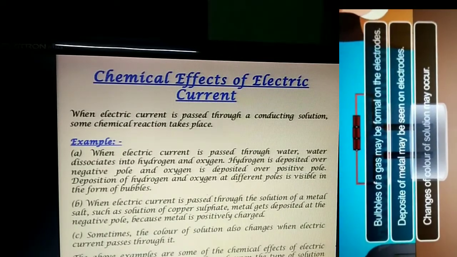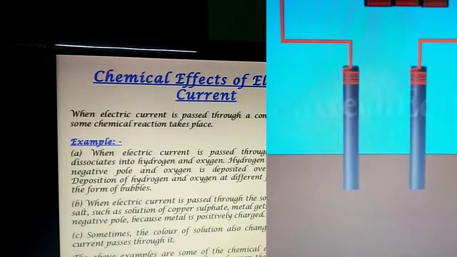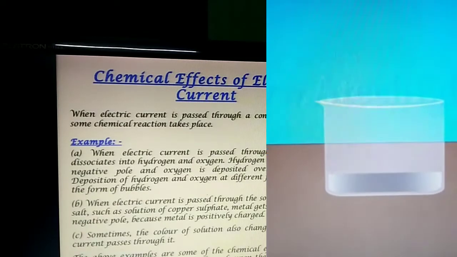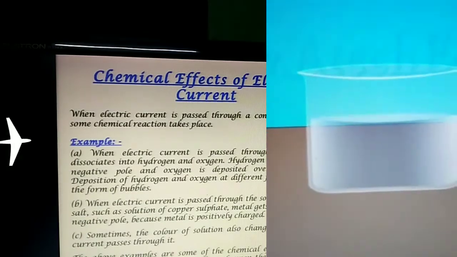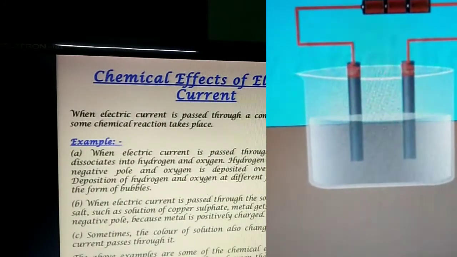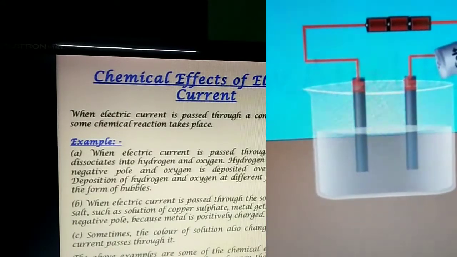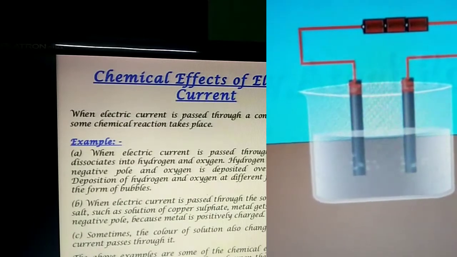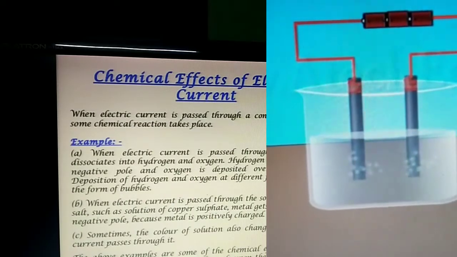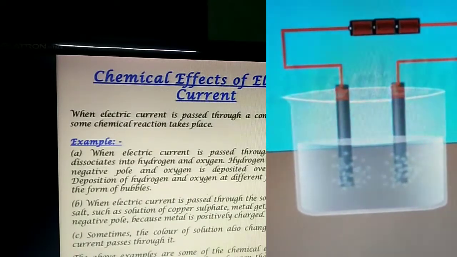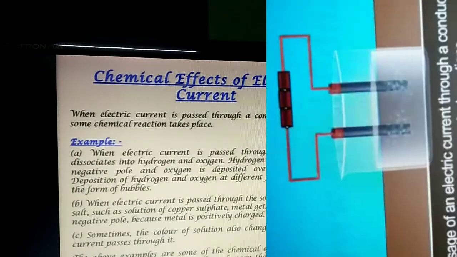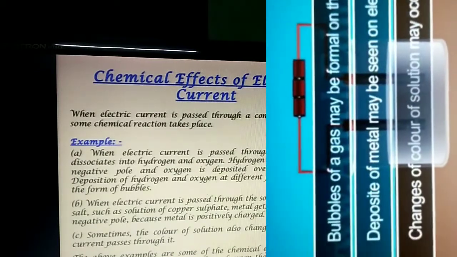So, bubble formation, the color of the solution changes, maybe any precipitate will be formed, or any deposition of any metal on another metal takes place. Temperature changes occur. These are all the observations by which we can say that a chemical reaction occurred. This chemical reaction is occurring due to the passage of current through the solution. It is known as the chemical effect of electric current.